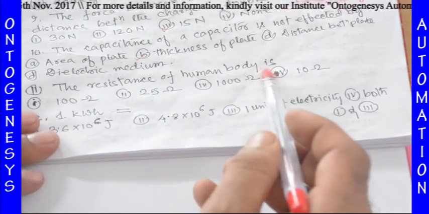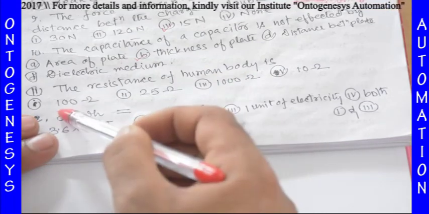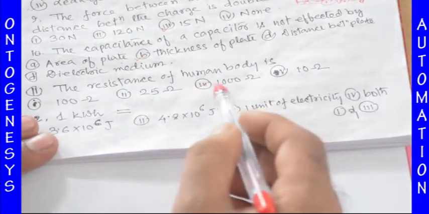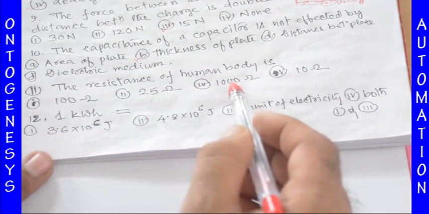The resistance of human body is 100 ohm, 25 ohm, 1000 ohm, 10 ohm. It is 300 to 1000 ohm actually. So, it is coming as your 1000 ohm.